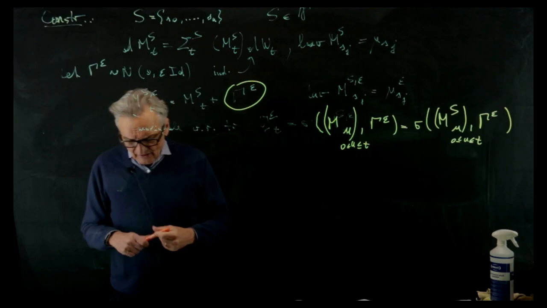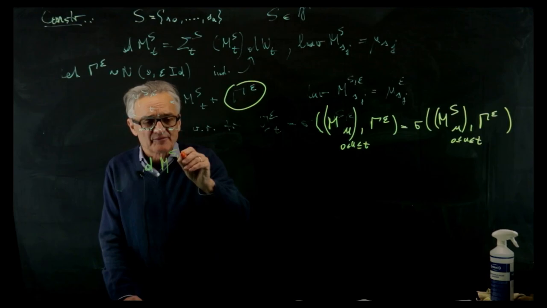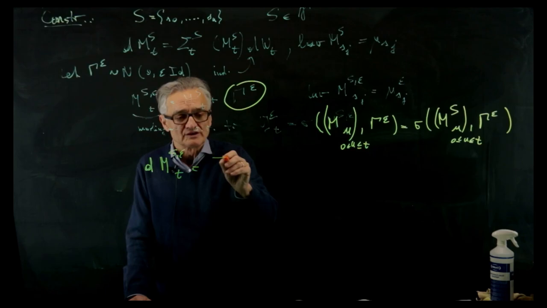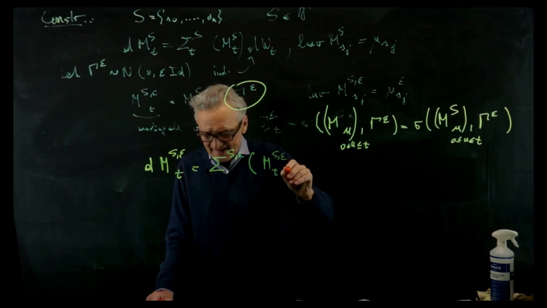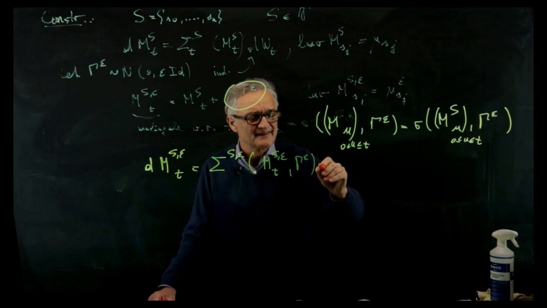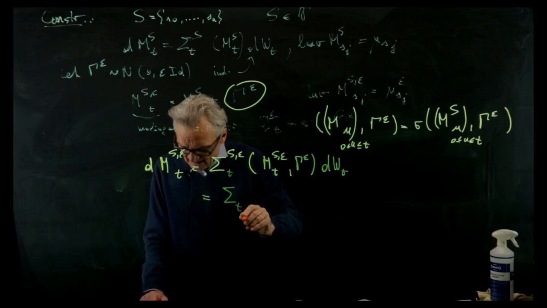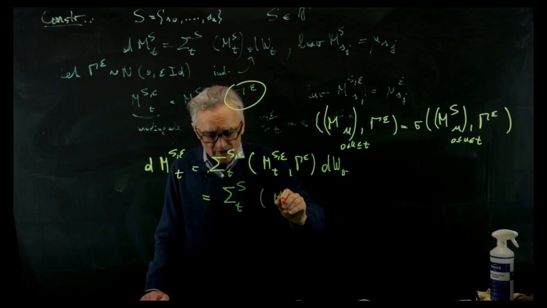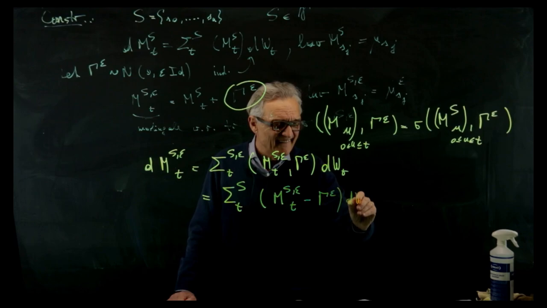What we can do, we can write an Ito differential equation, dM^epsilon_t, what is it? It is equal to sigma^epsilon, I write it like this, (t, M^epsilon_t and gamma epsilon) dW_t, which is equal to sigma_t, here I have an S, at the point mu_S^epsilon_t minus gamma epsilon, dW_t.